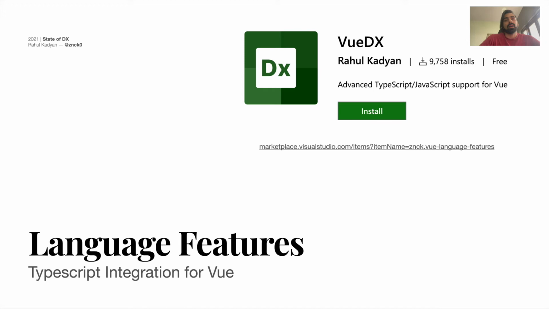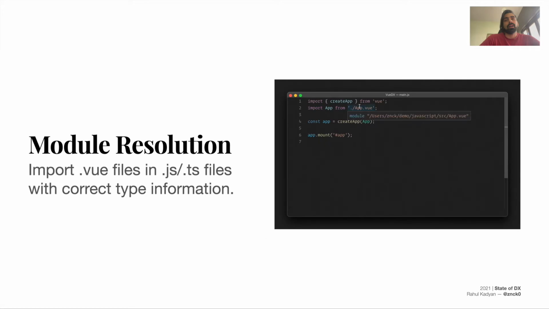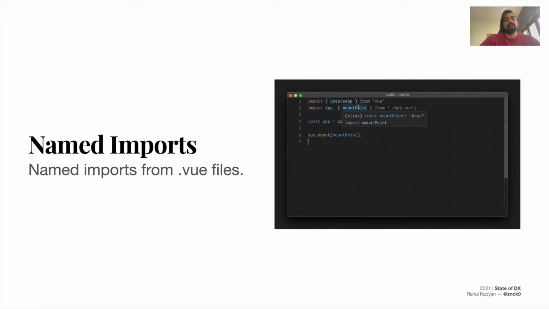Another extension is Vue DX that ships a TypeScript extension using the TS plugin. It builds upon the TypeScript extension built into VS Code and enhances it to support .vue files as if they are TypeScript or JavaScript files. In doing so, it ships module resolution, so you can import .vue files in your TS or JS files, and you will get correct paths and correct type information. You can also have named imports from .vue files, and you will get all the features as if you were importing it from a TS or JS file. You'll get hover info, and you can click to jump to it.